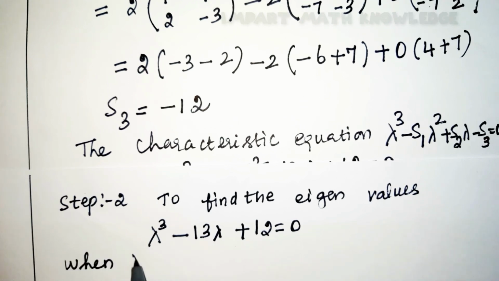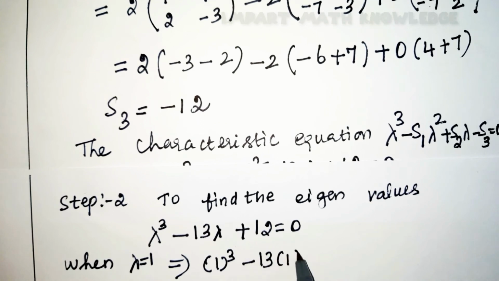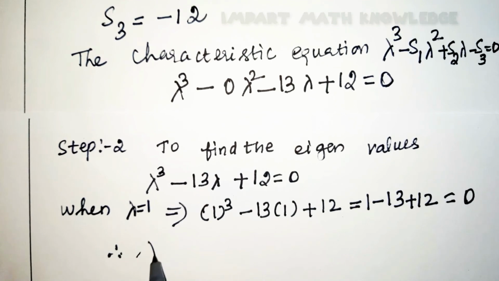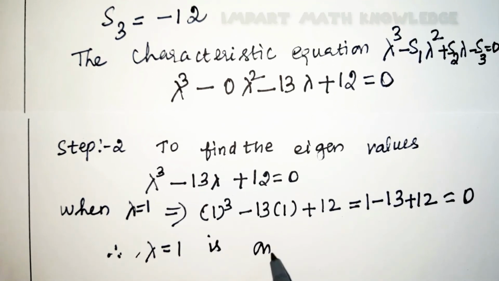Let me start with 1. When lambda is equal to 1, I substitute 1 in the place of lambda. 1 cube minus 13 into 1 plus 12. This is equal to 1 minus 13 plus 12. Minus 13 plus 13 is equal to 0. When lambda is equal to 1, we get 0. This implies that lambda is equal to 1 satisfies this equation. So lambda is equal to 1 is one root.